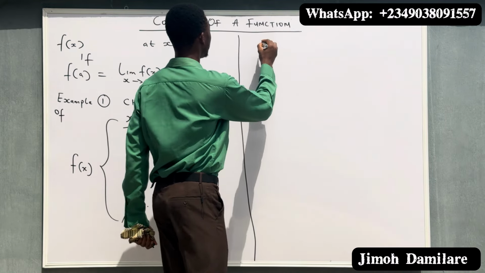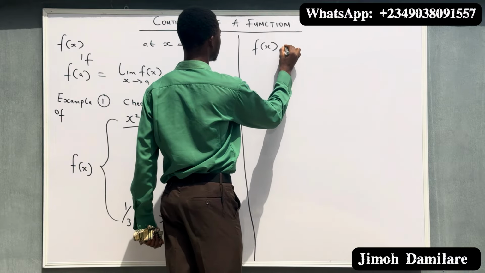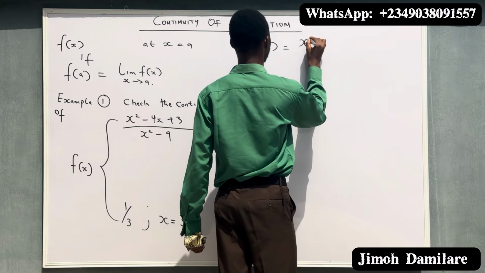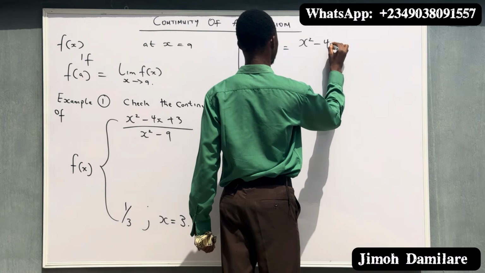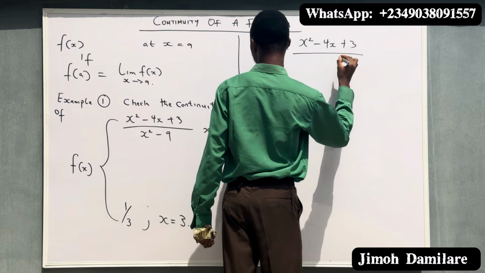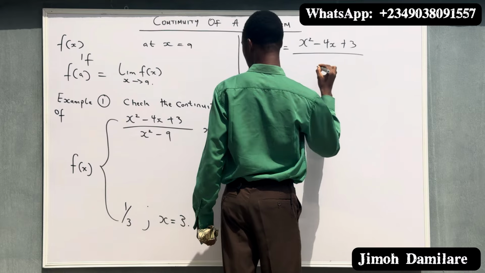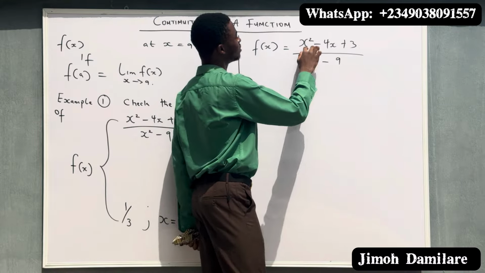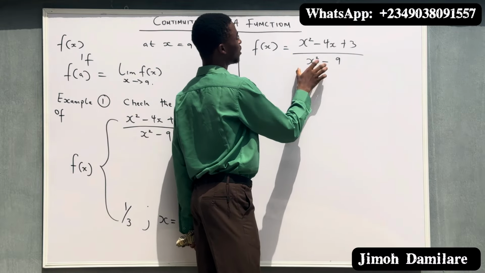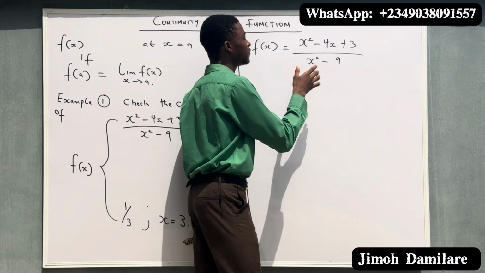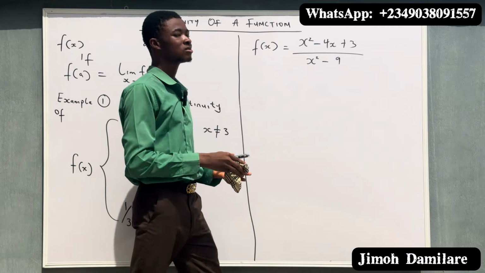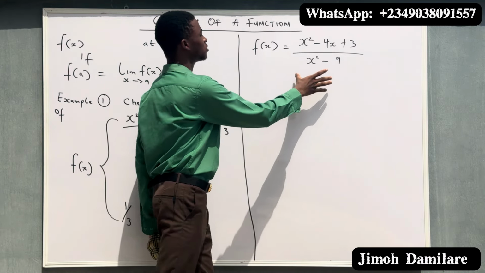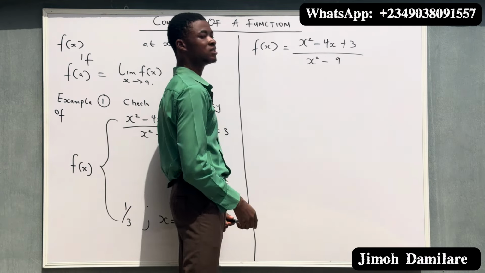So we know that our f of x is equal to x squared minus 4x plus 3 all over x squared minus 9. If we want to solve the limits of this function, we can use the substitution method by factorizing this quadratic equation and also factorizing this as difference of two squares. But that will take us a long time. So I'll be using the L'Hopital's method of limit to solve this limit of this function.